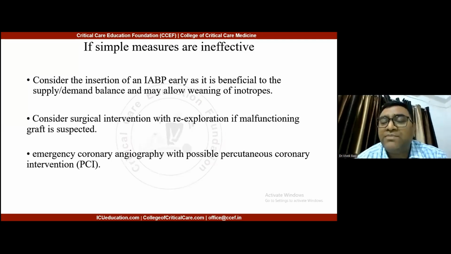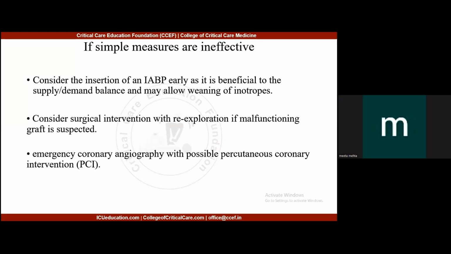Any further expert comments on this point from Dr. Meeta ma'am, Jain sir, Dr. Aditi? No, I think it's fine.